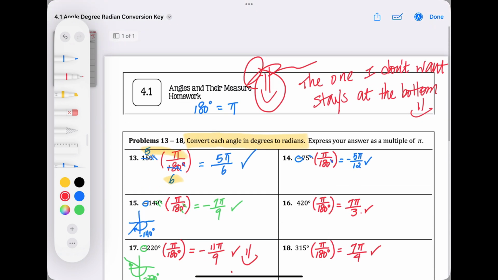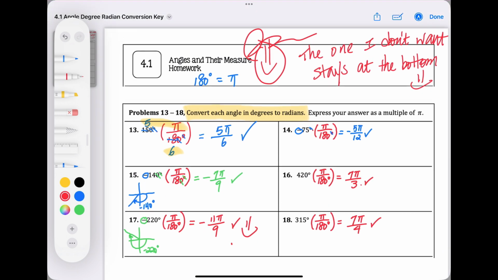Remember what we say. The one you don't want stays at the bottom, okay?